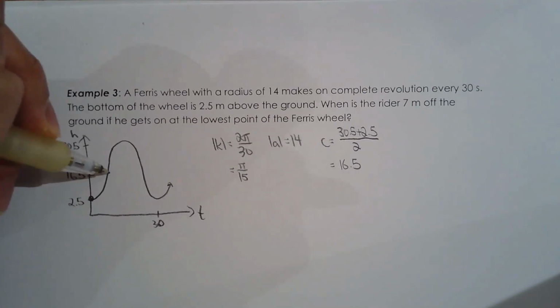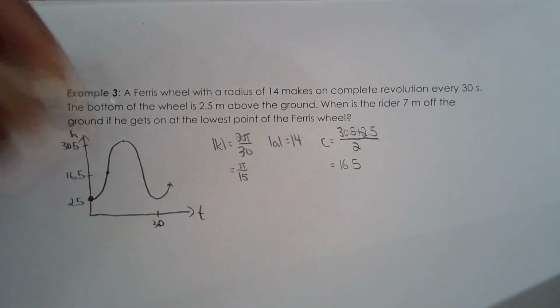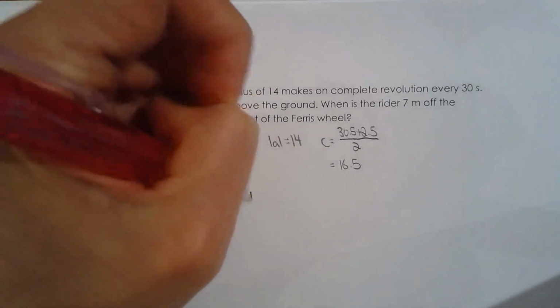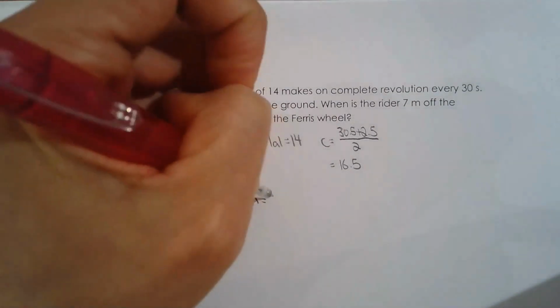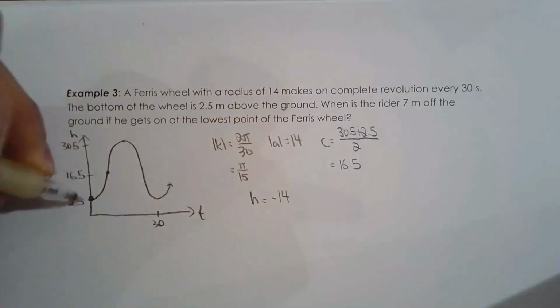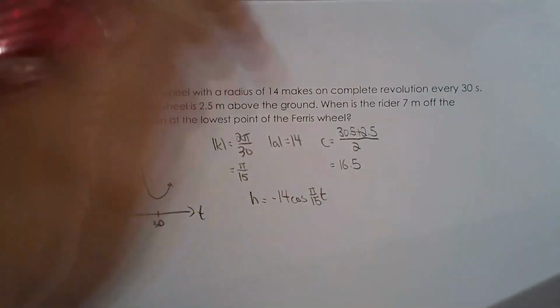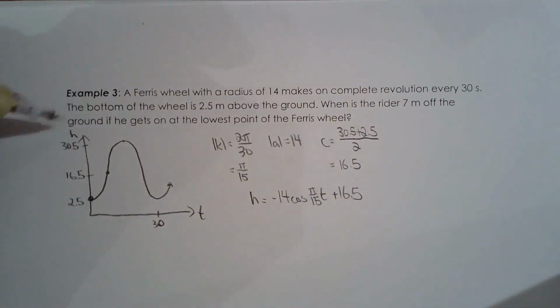Because if I choose this to be my starting point or any other point, I'm going to have to introduce a horizontal shift, and I don't want that. So I'm going to choose this point, so that means my equation, so h is equal to negative 14, negative because you start at a minimum, cosine pi over 15t, so no horizontal shift, plus 16.5. All right, so there's my model.